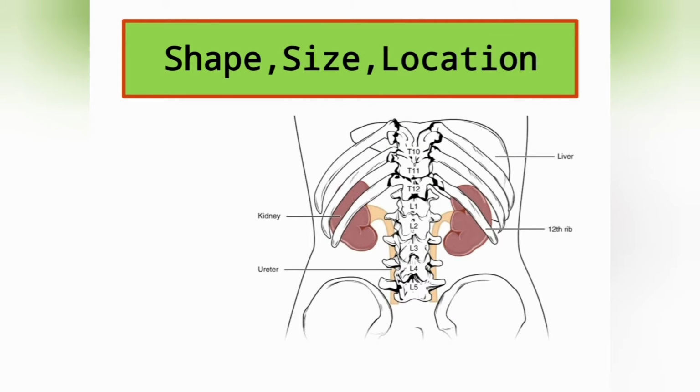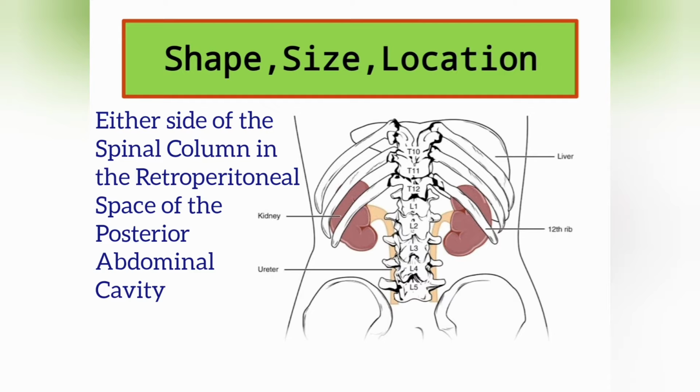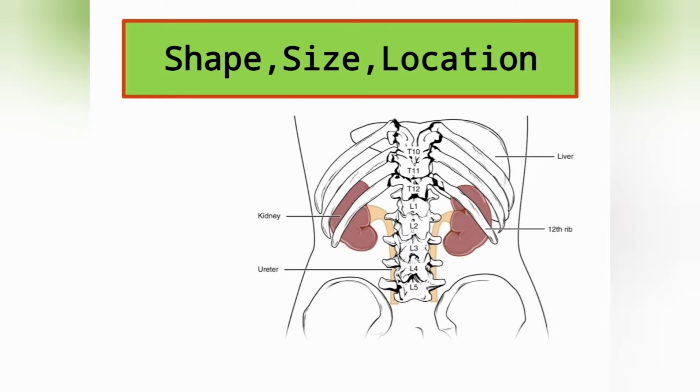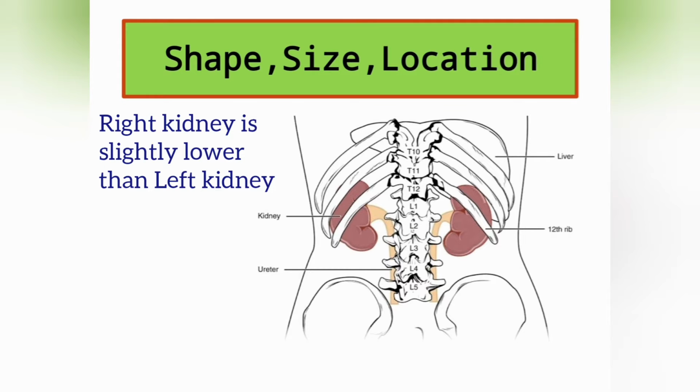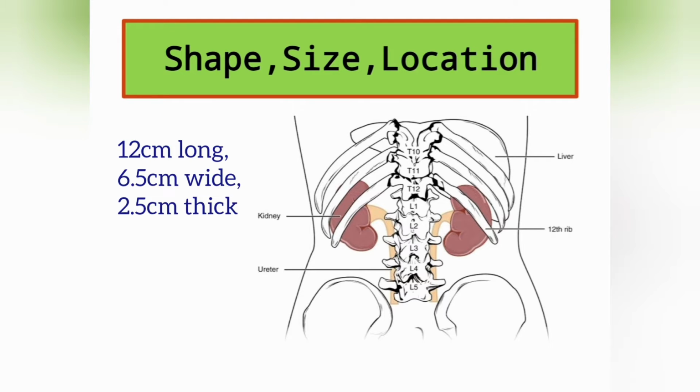The kidneys are reddish bean-shaped organs located on either side of the spinal column in the retroperitoneal space of the posterior abdominal cavity. They extend from the 12th thoracic to the 3rd lumbar vertebrae. The right kidney is positioned slightly lower than the left kidney. In an adult human, each kidney measures approximately 12 cm long, 6.5 cm wide, and 2.5 cm thick.